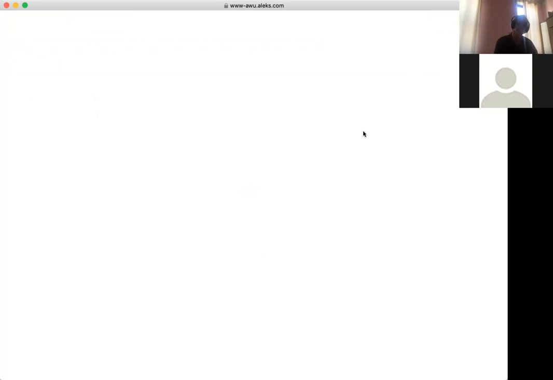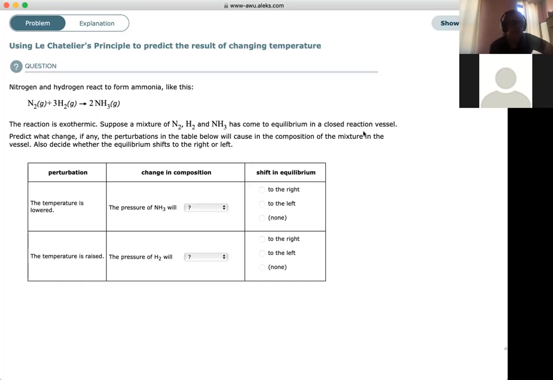Okay, let's take a look at another example. This one, similar one, you've got two reactants and one product. This one, however, says it's exothermic, okay? And so for this one, I'll go ahead and write out the equation here on the whiteboard.